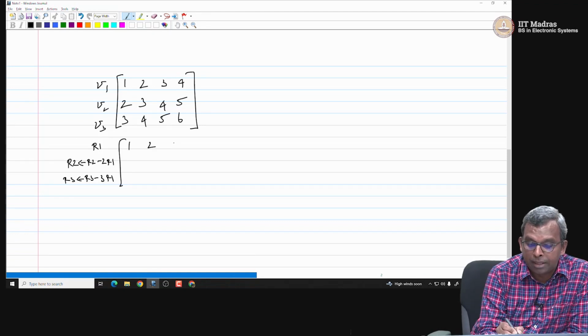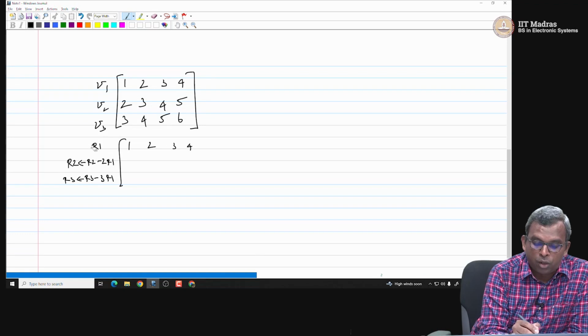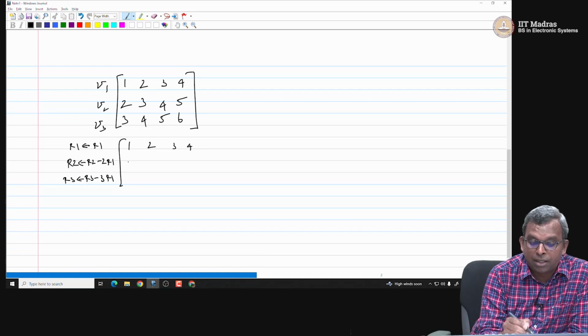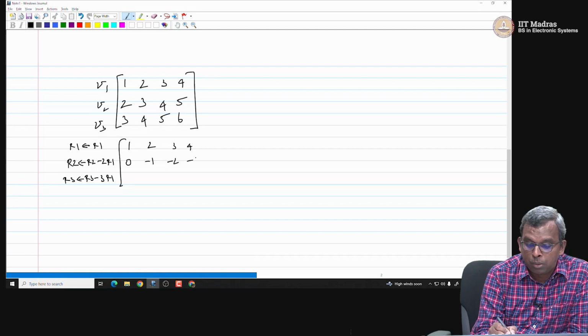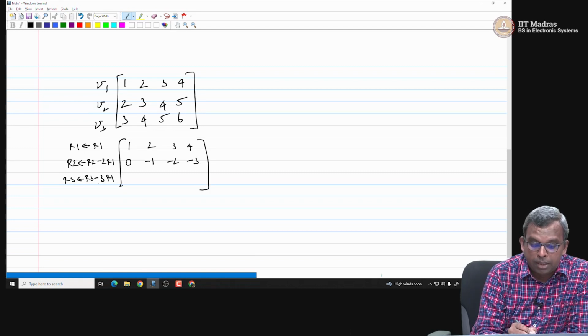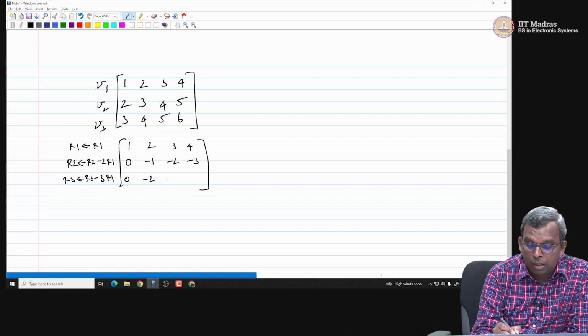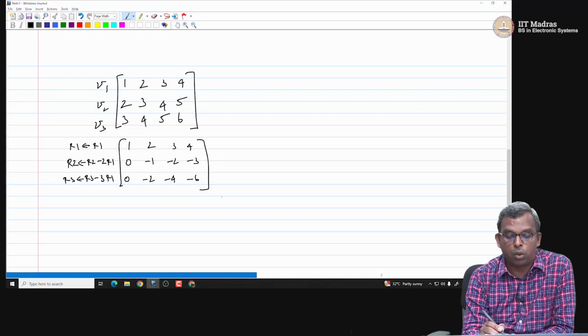So the first row remains the same. Okay, or if you want to be very careful, you can write row 1 as row 1. Okay, and then row 2 is row 2 minus 2 times row 1. So this becomes 0, minus 1, minus 2, minus 3, right? And then row 3 is row 3 minus 3 times row 1. So this becomes 0, minus 2, minus 4, minus 6. Do you get that? Is that okay?